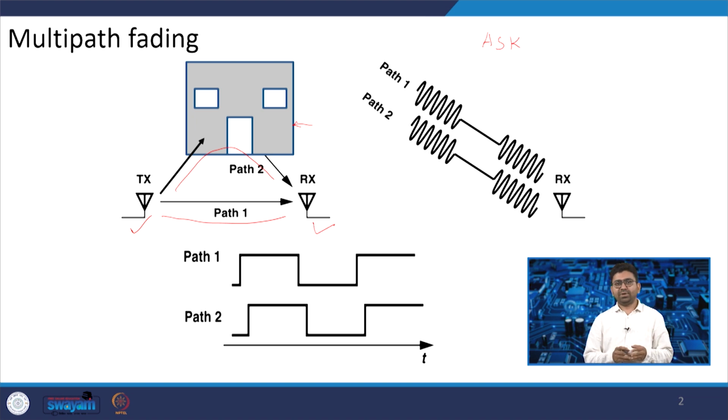And how can we get rid of this multipath fading? There is a solution in wireless communication to get rid of multipath fading. If anyone knows, can you think about which modulation scheme we should use? You can think. I will change the slide.